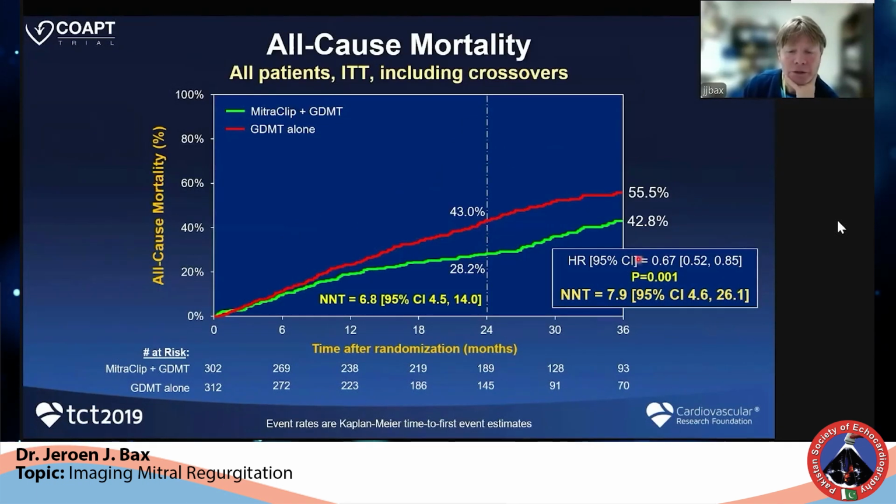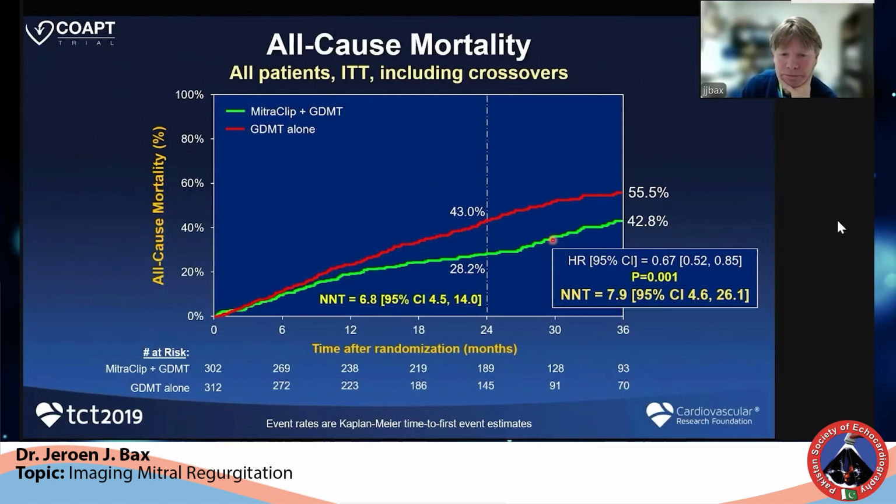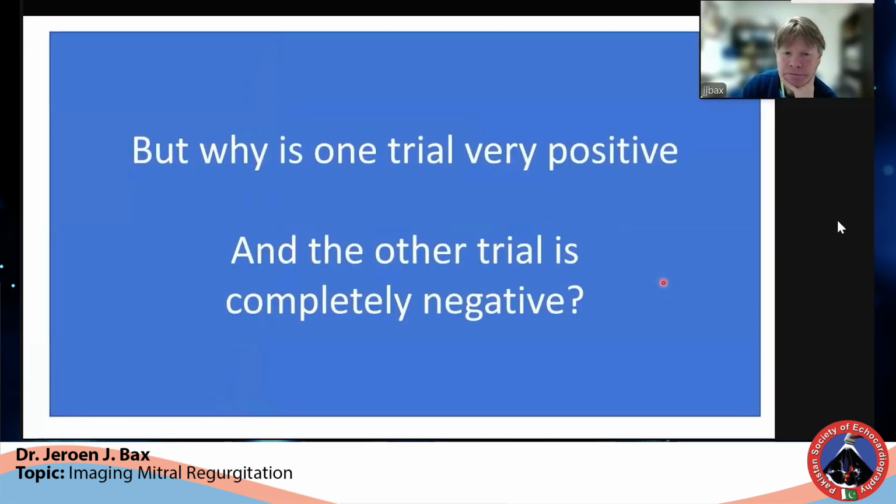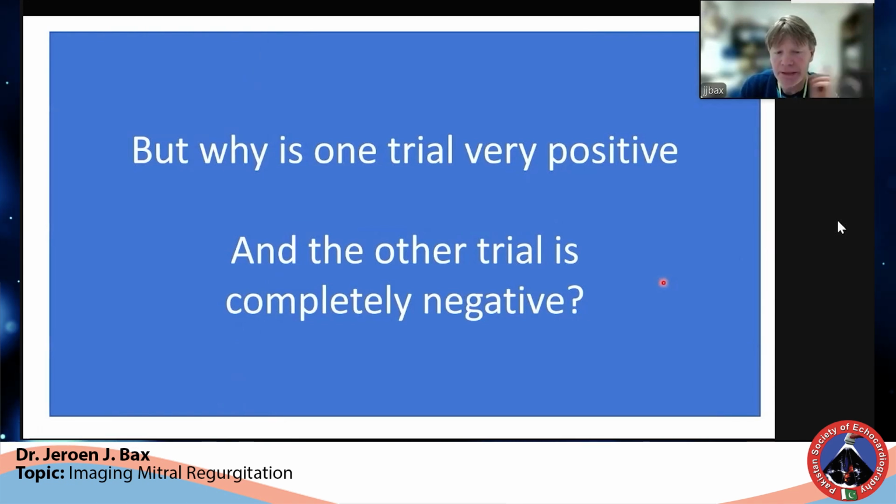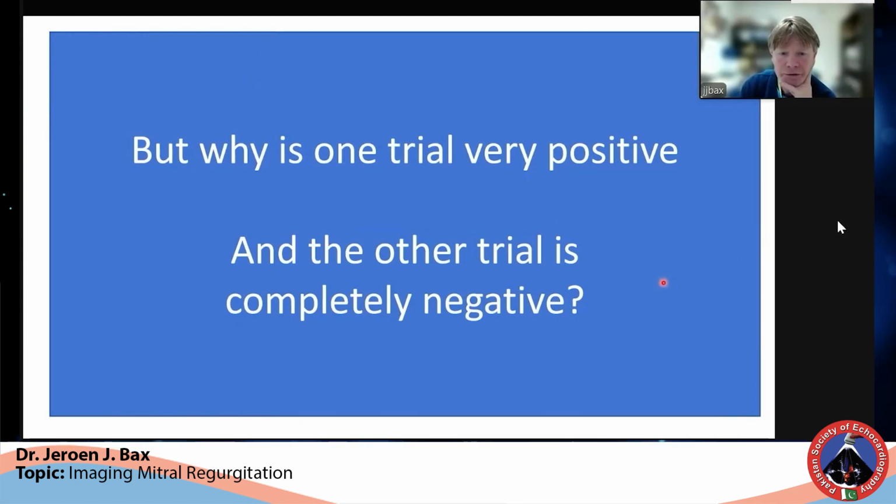If we look at all-cause mortality, it's the same story. This is the mitral clip, and this is medical therapy alone. Big difference. Number needed to treat is 7 with a p-value of this. Why is this one trial very positive and why is the other trial completely negative? I've been thinking about that a long time, and finally I think we found the answer.